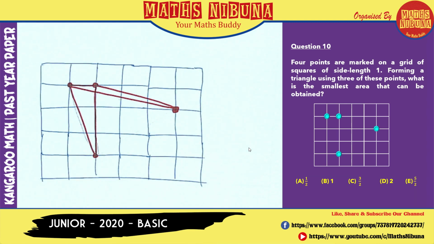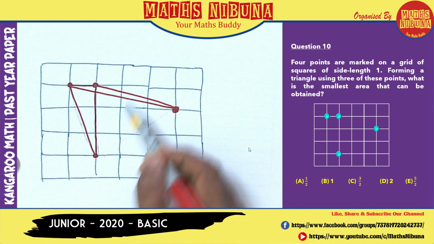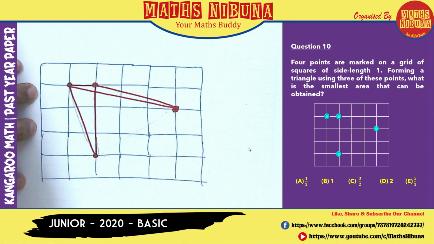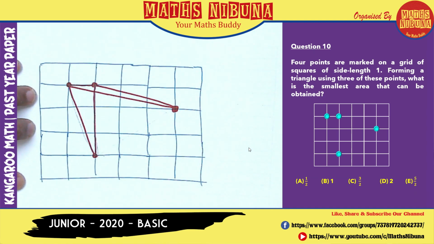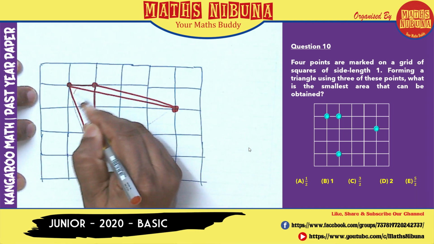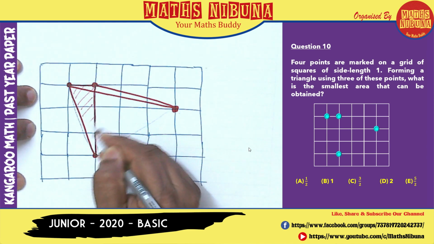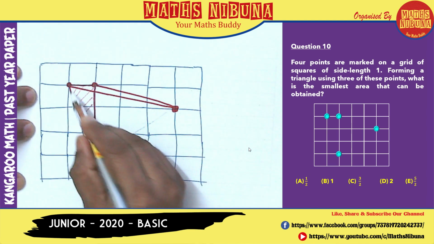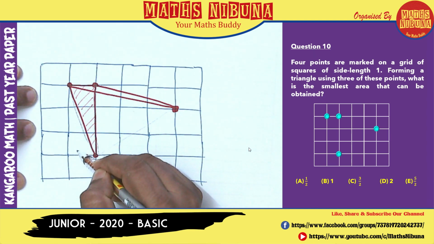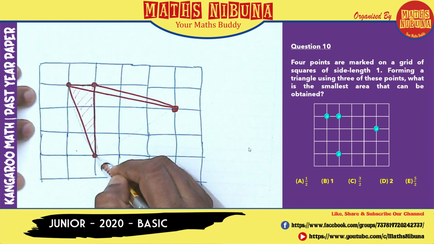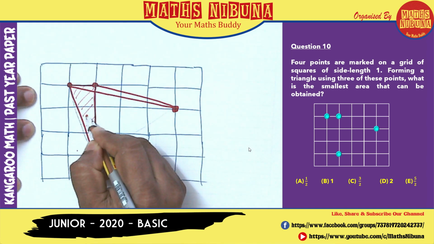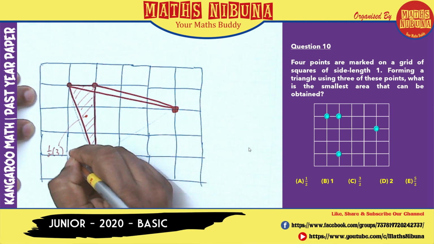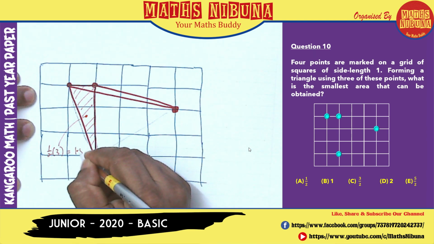Sometimes you can say, oh, this is the smallest one, because it looks like the smallest one, but we have to prove it. So for this triangle, the orange color, we have 1, 2, 3 boxes, and then we take half of the 3 boxes. So this should be half of 3 boxes, or 3 over 2, which is 1.5.